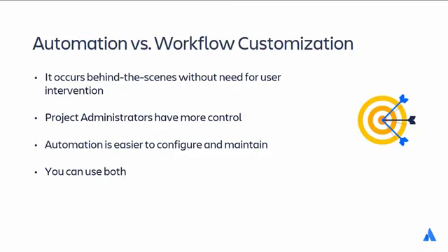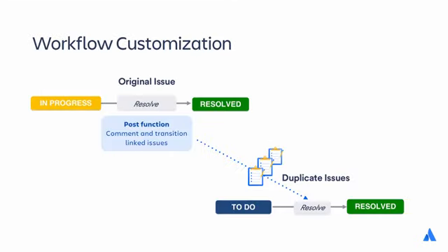Let's now look at an example of how the same business requirements can be achieved both ways, using customization or using automation. Let's say that your support process entailed creating an original support ticket and then creating and linking all duplicates to it. Then, when the original ticket was being resolved, you wanted to comment on and resolve all of the duplicates. Here is how that would be done.